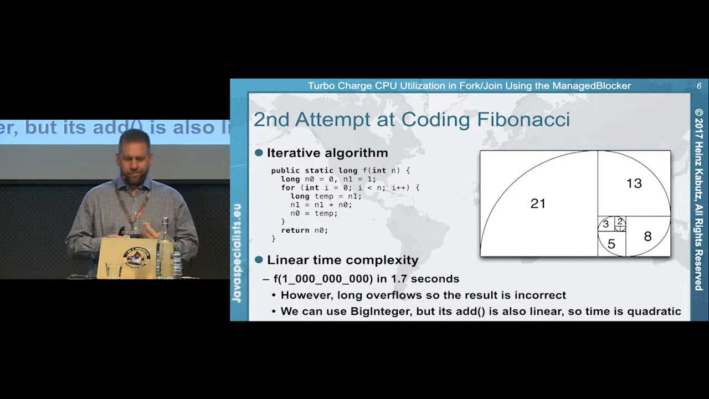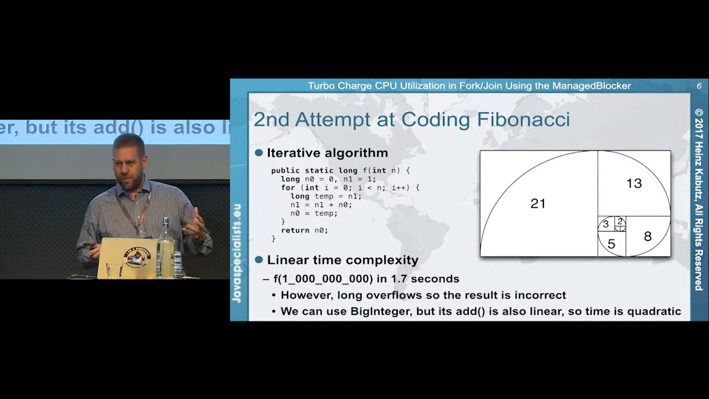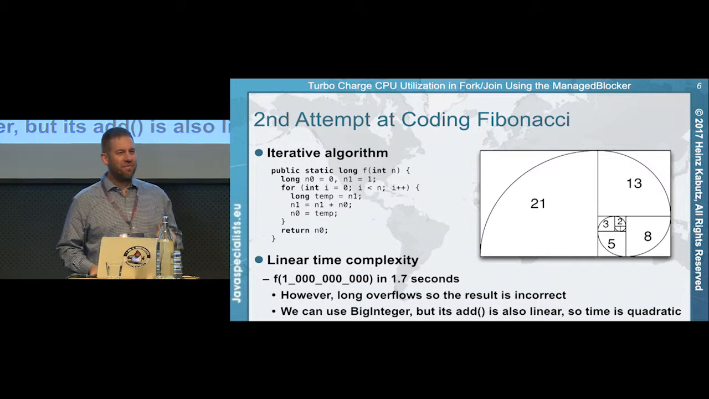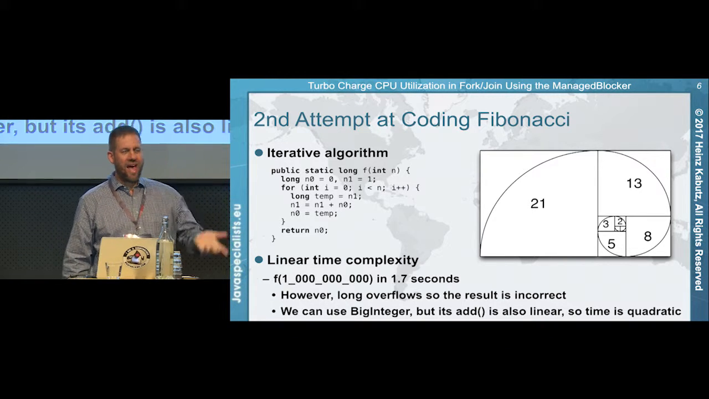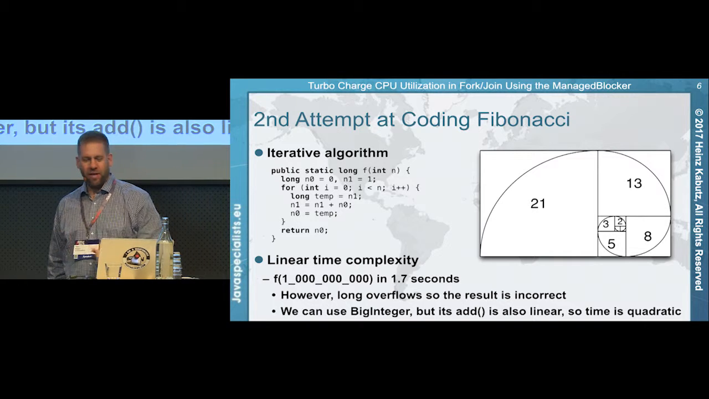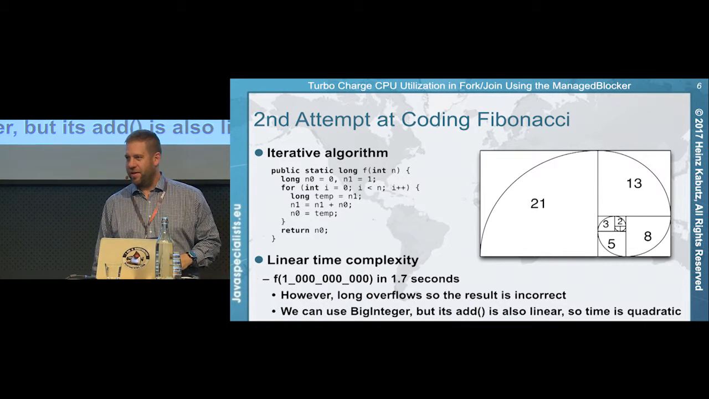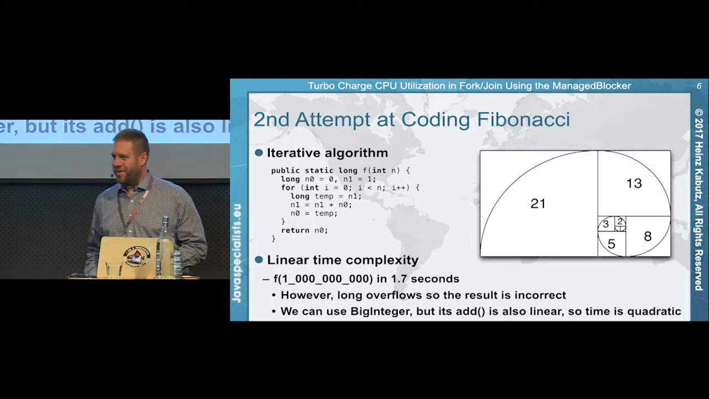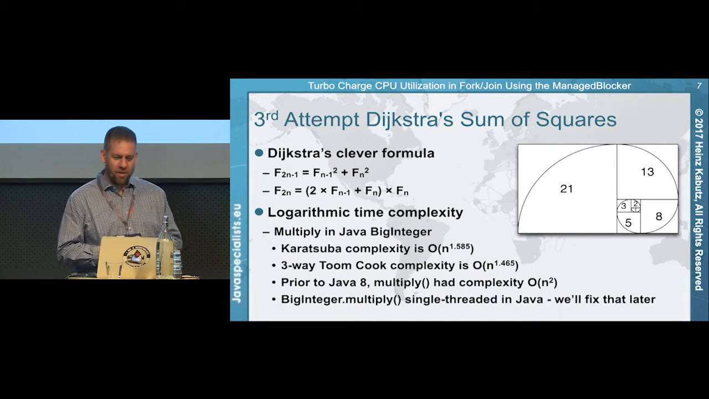Now, we could use big integer instead of long, but the add function is in itself also linear. So you've got a linear add multiplied with a linear function gives you the quadratic time. So it's not going to work. It's just not going to work. So here's a better algorithm.